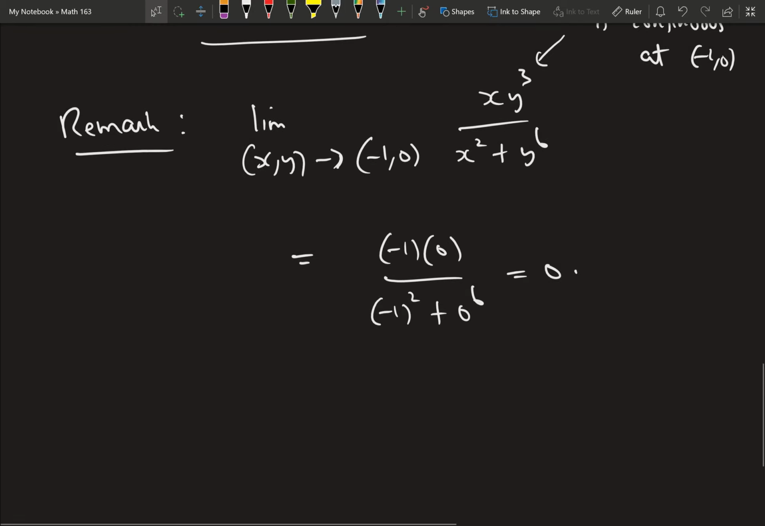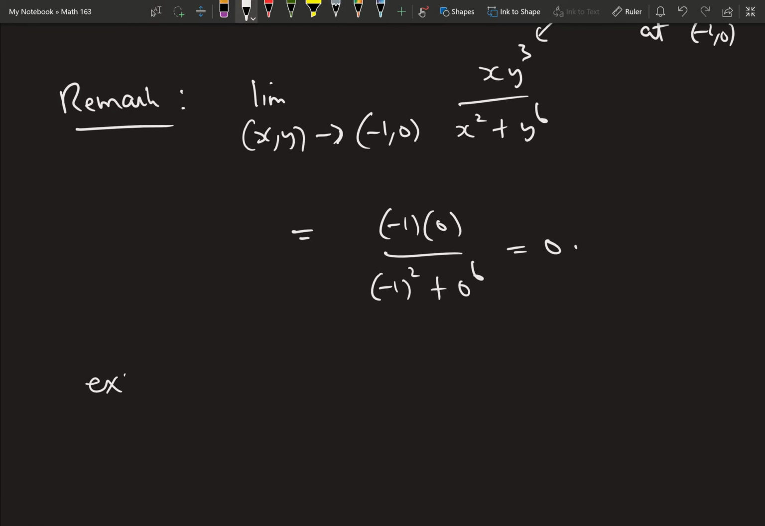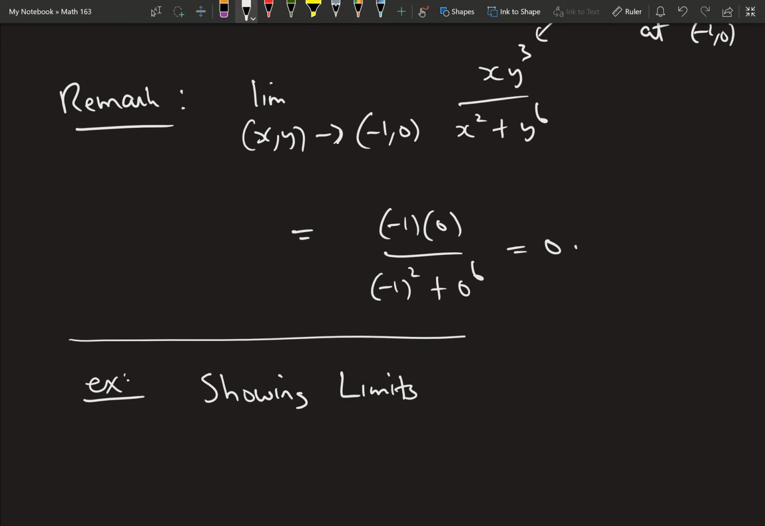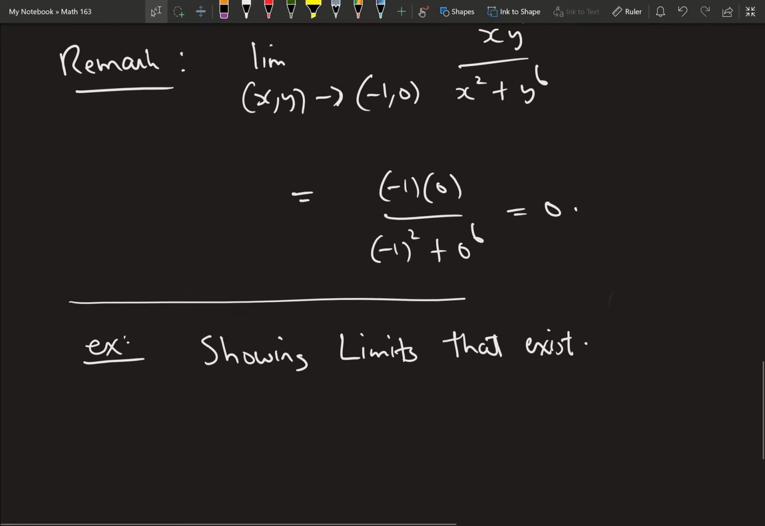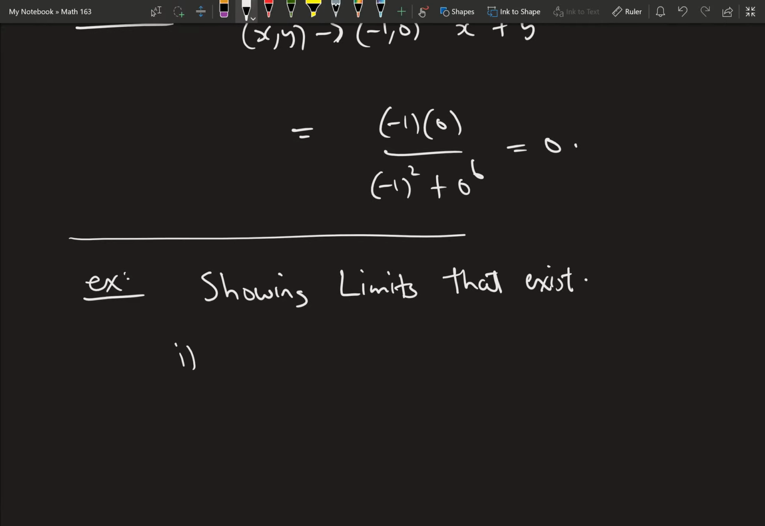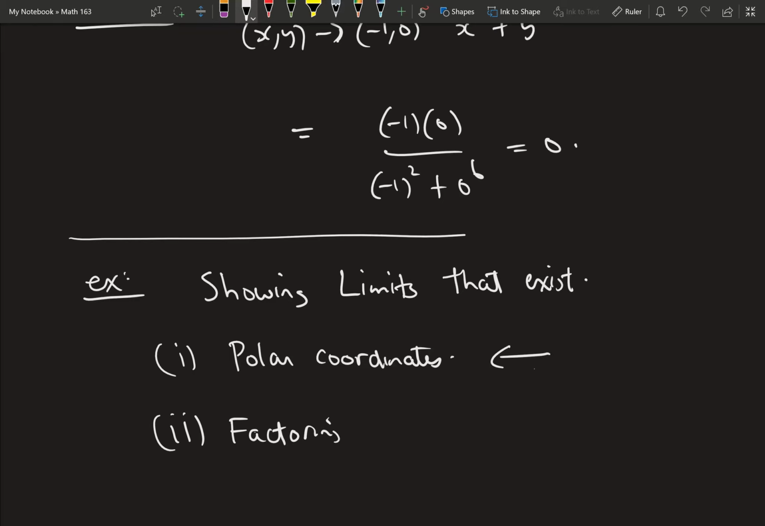Okay, let's consider another example. And now what we're going to do, in a way this is kind of a different example, is we want to now start showing limits exist. Showing limits that exist. Okay, and there's essentially, at least at this stage, mainly two methods. One is to switch over to polar coordinates. And the second one is to use factoring. And in this video, we're just going to talk about the polar coordinate example. In the next video, we'll do the factoring.